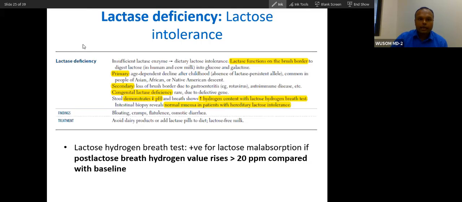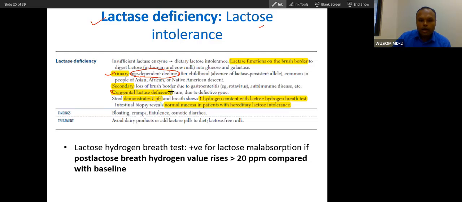So let's talk about lactase deficiency or lactose intolerance. Lactase deficiency will cause lactose intolerance. So this is the clinical significance here. When lactase is deficient from birth, it is called congenital lactase deficiency, congenital lactose intolerance. But normally we see lactase deficiency happens as we progress through our age, and this age-dependent deficiency in lactase is primary. This is normal, and this is why this is called primary.